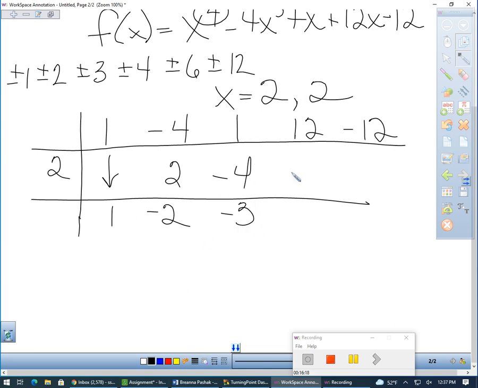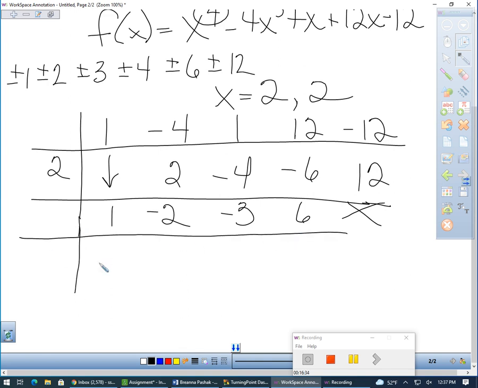2 times -3 is -6. Add them together, we get 6. 2 times 6 is 12, and there should be no remainder. If you get a remainder, something's wrong, because it's a zero. Now we have a multiplicity of 2 of them here, so we're going to divide by 2 again.